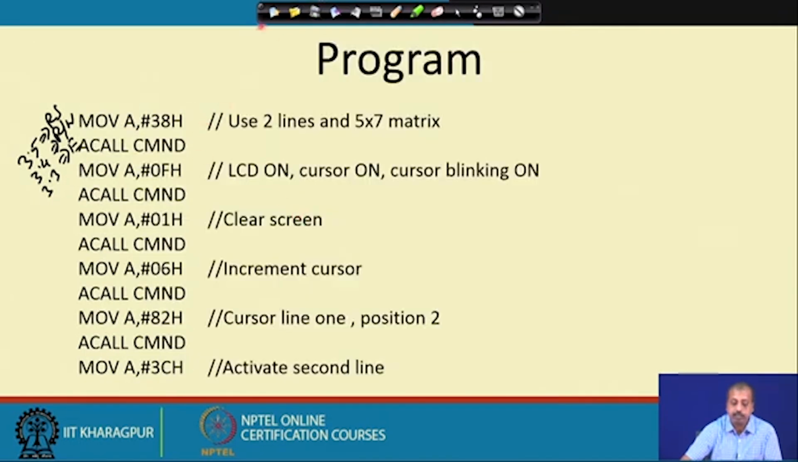What we are doing is simply putting the 38 hex onto the command code register, then 0FH. It will turn on the LCD, the cursor will be set on, and blinking will be turned on. Then again the command port will be written. Then we are putting 01 hex onto the command port, so the screen is cleared. Then we increment the cursor so that it comes to a valid position, and then move the cursor to line 1 position 2. Then we activate the second line with 3C hex.